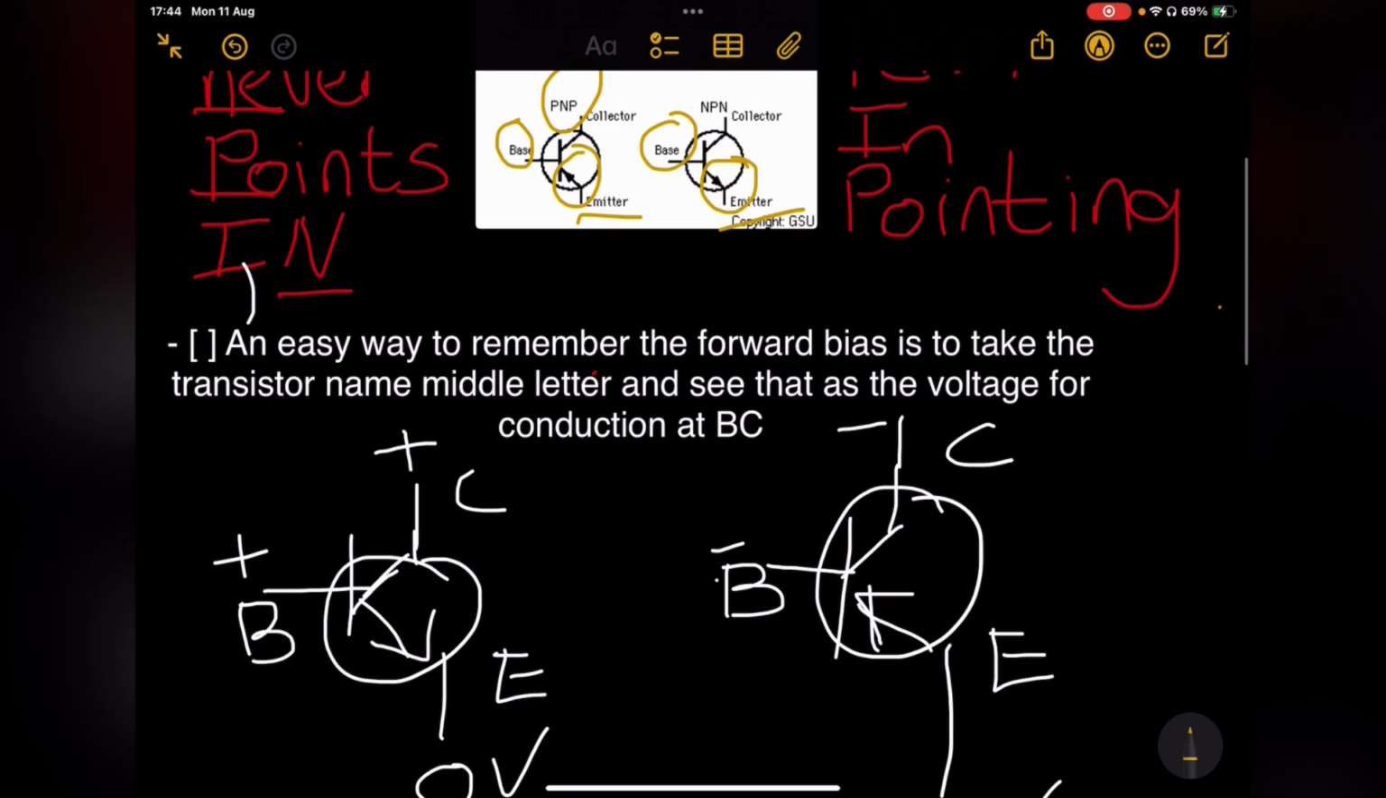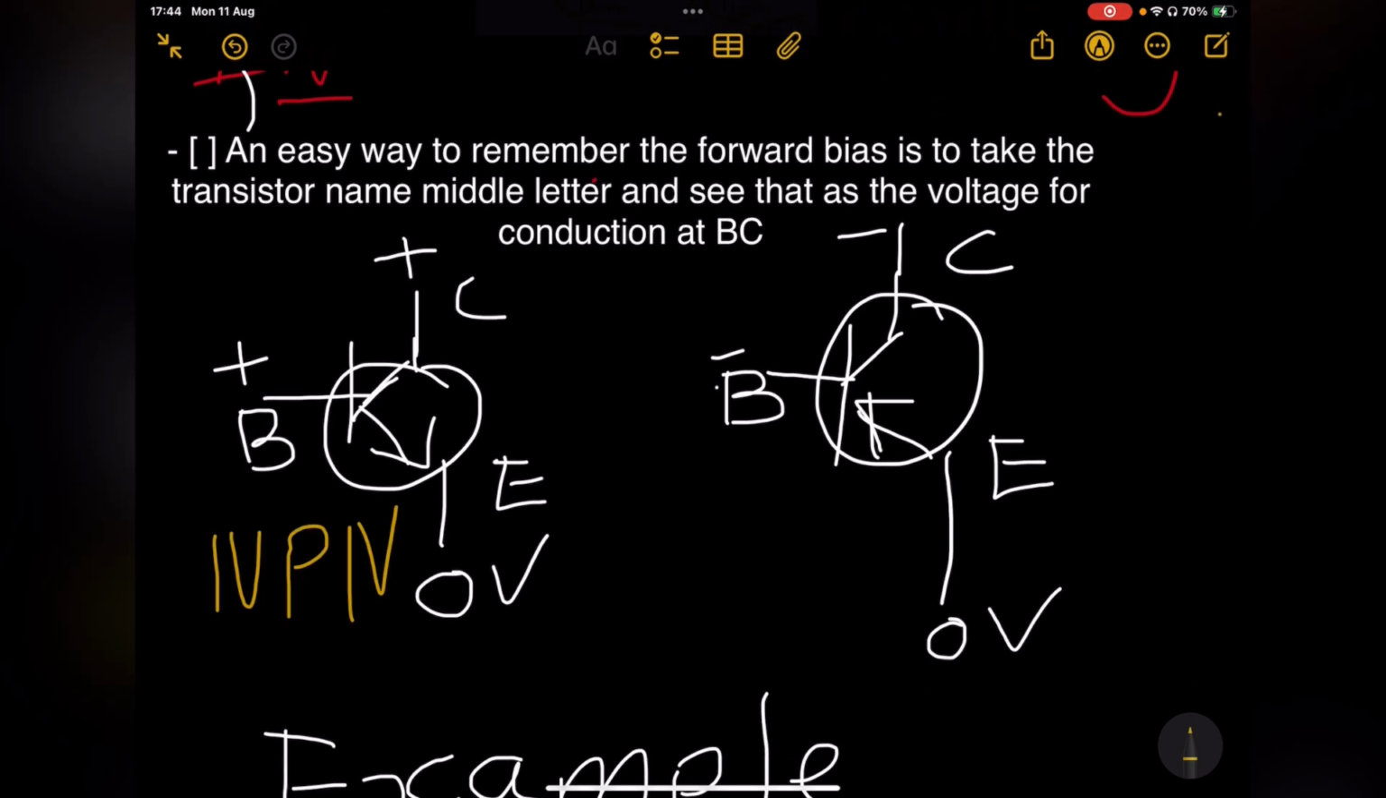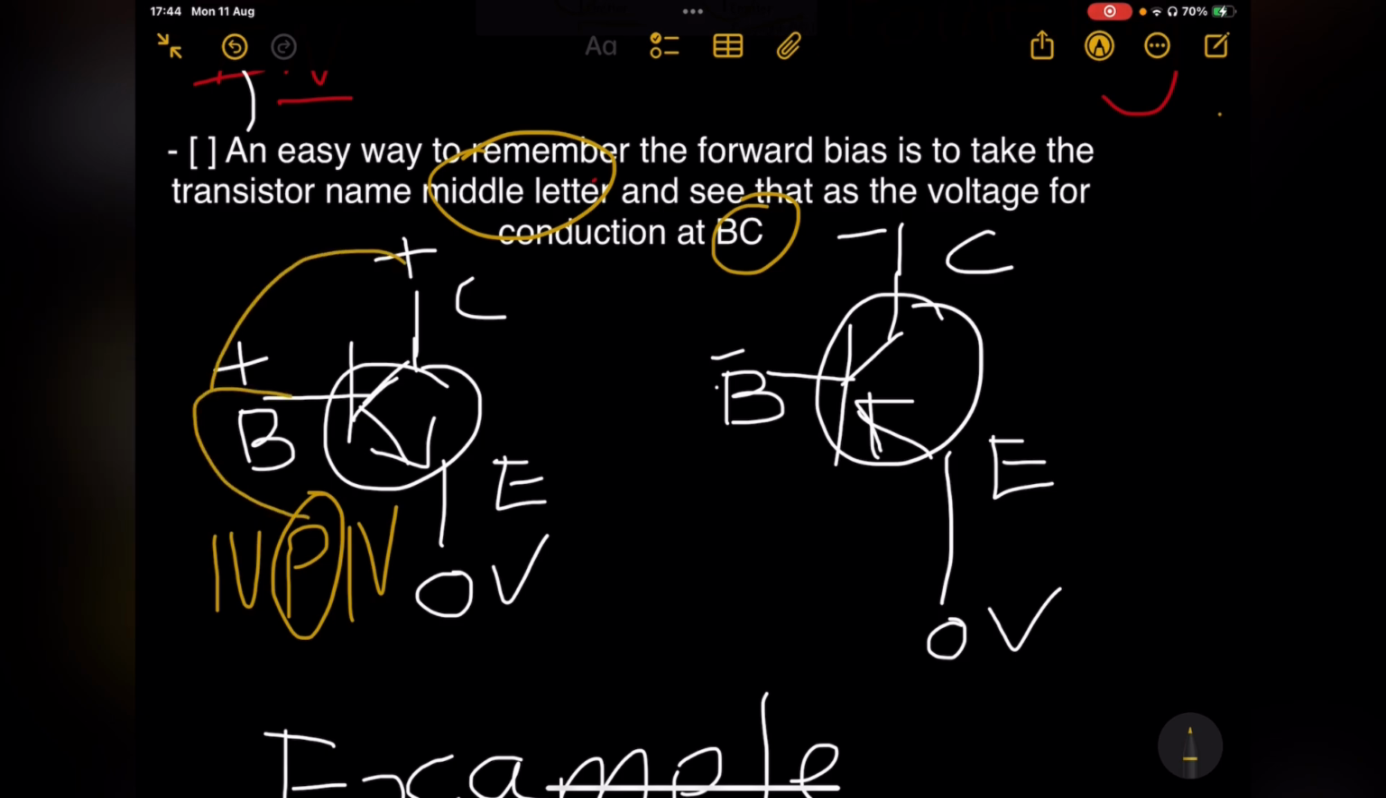All right. An easy way to remember the forward bias is to take the transistor name's middle letter and see that as the voltage for conduction at BC, which is the base and the collector. So what I'm saying is, if you have an NPN transistor like this, you would take the middle letter, which is this one, and you would use it as your BC, right? So now I already know that I'm going to have a more positive reference at B and C.